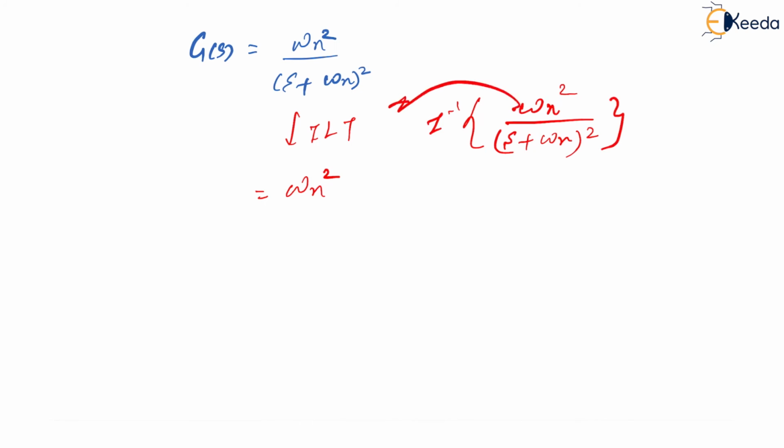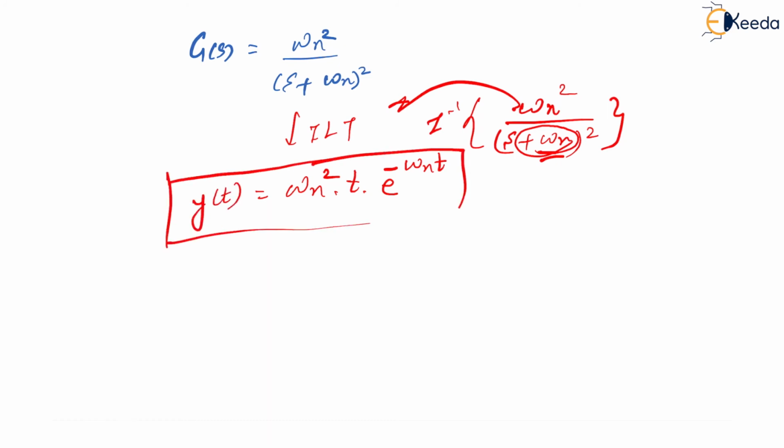Now, if you take this omega n squared out, what do you have inside? You are going to have 1 upon (s plus omega n) squared. If you just ignore this omega n, then you will have 1 upon s squared. So 1 upon s squared gives you t. But at the same time, it is going to be frequency shifted by plus omega n. So definitely it is going to be e to the power minus omega n t. Is that correct? So this is nothing but your y of t. This is your final expression for a critically damped system, whenever zeta is equal to 1.